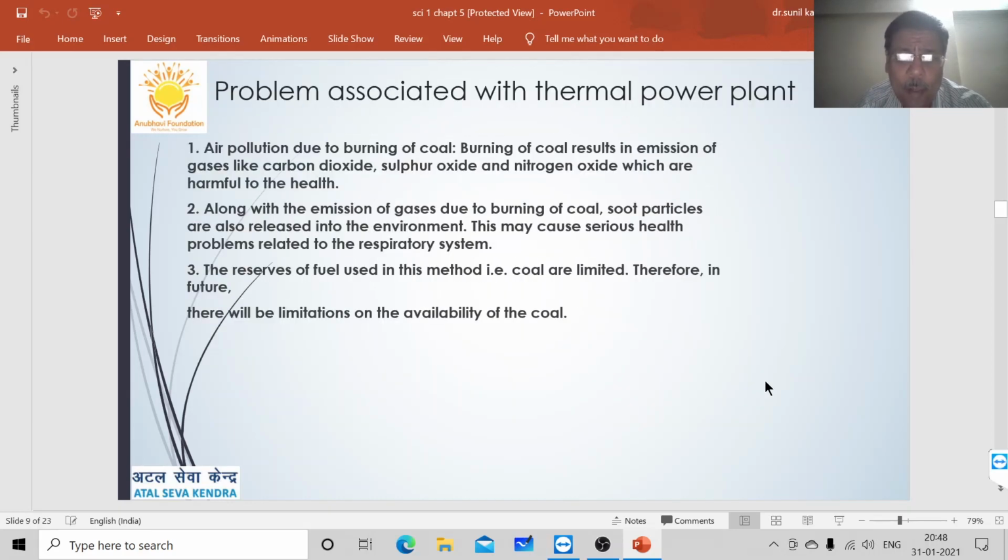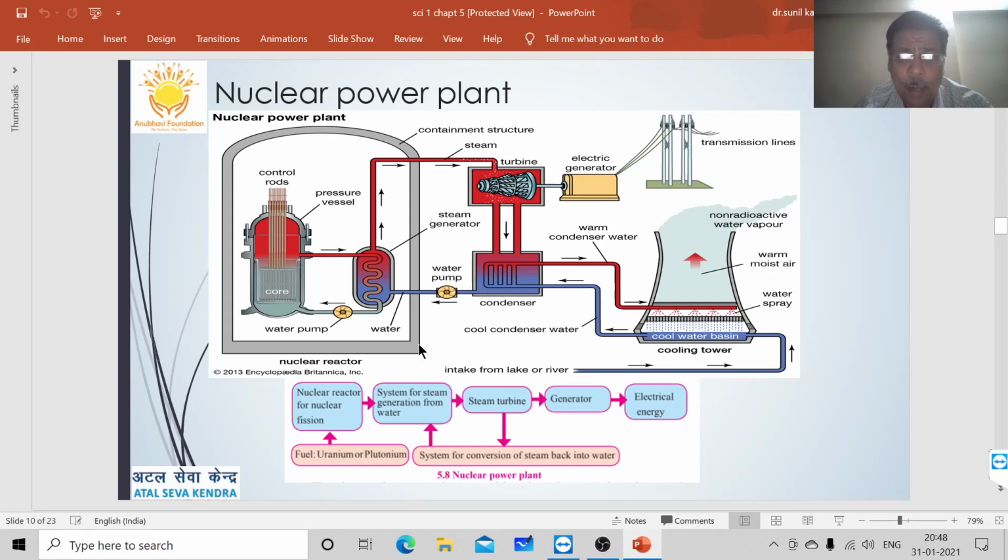Now problems associated with a thermal power plant. What is the problem? Air pollution due to burning of coal is a major problem. It causes emission of carbon dioxide, sulfur dioxide and nitrogen oxide, which are harmful for health and harmful for the environment. They cause the greenhouse effect also. This may cause serious health problems related to the respiratory system. Then we know that the reserves of all the fossil fuels including coal are limited. Therefore in future it may limit the availability of coal. So these are the disadvantages associated with a thermal power plant.